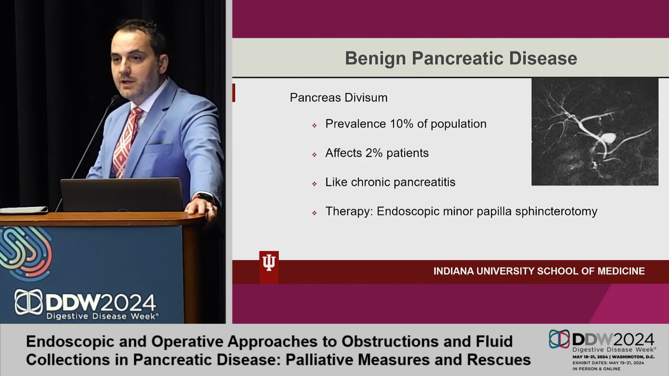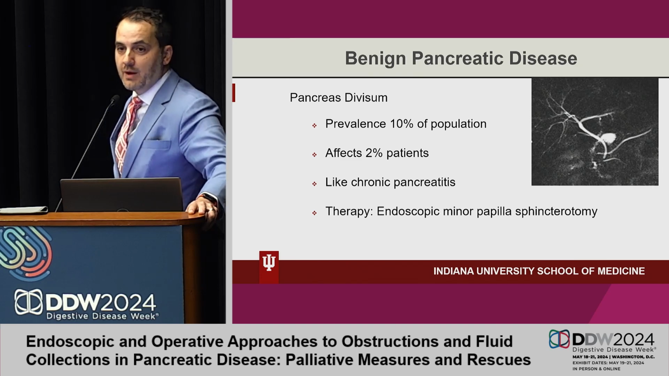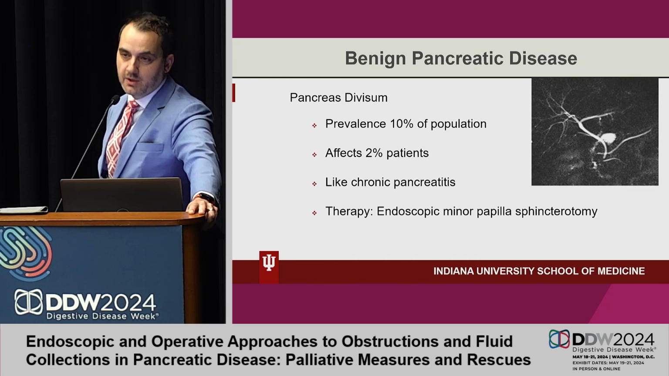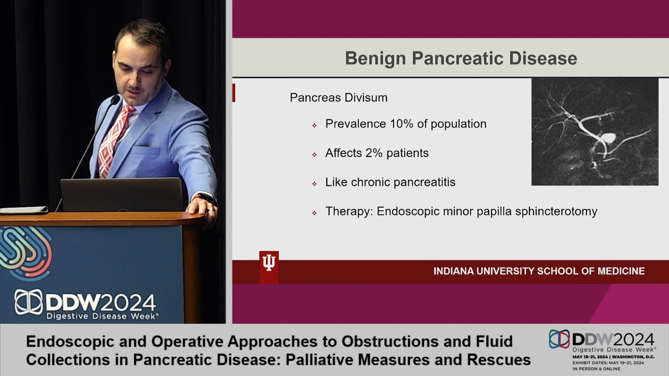Pancreatic divisum. I talk more about pancreatic divisum than I treat. I'm sure that's most of us, to put it mildly. So the prevalence is very high. 10% of the human population is expected to have pancreatic divisum. We assume somewhere about 2% of that 10% actually have symptoms.